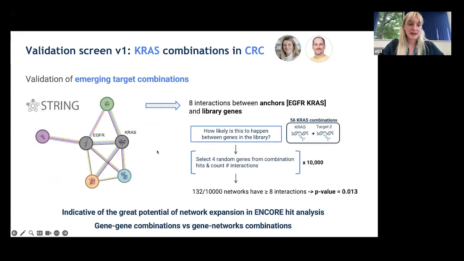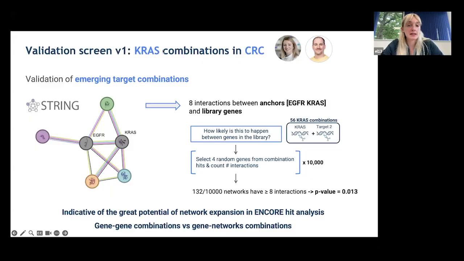This is delving into what we did next once we had identified these targets. And this is something that can be done when you're looking at genes that obviously sit within a signaling network. Looking at the interactions of those 4 genes that we identified in the validation and the initial pooled screen, we could see that all 4 of these genes sit within a network with EGFR and KRAS. And there's a total of 8 interactions between the 6 proteins. And a question we asked was, how likely is that to happen between the genes that we've got in our library? Because this is now biased towards things that we expect to have an effect with KRAS.